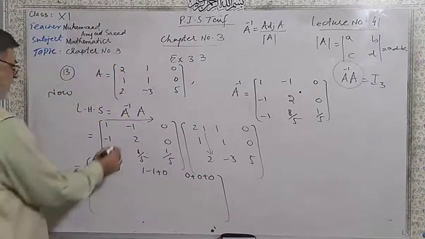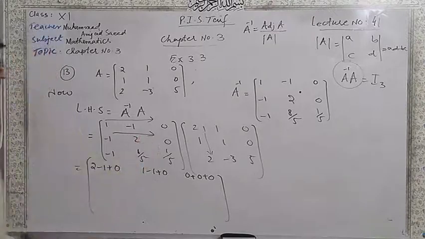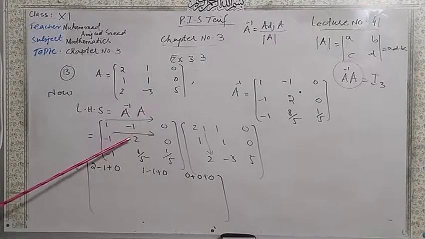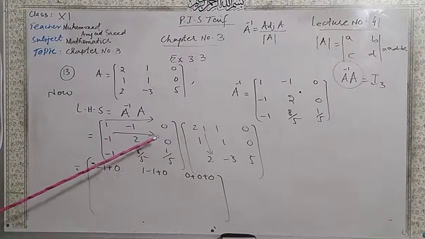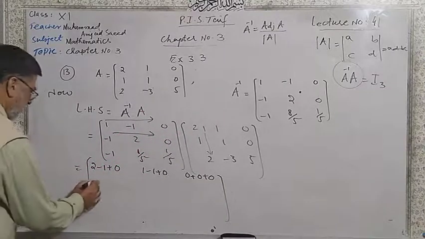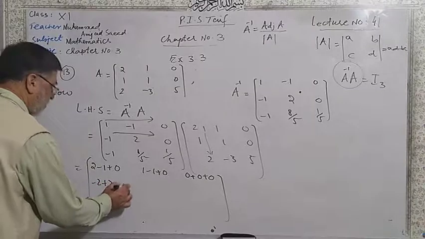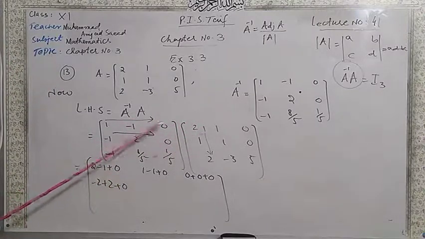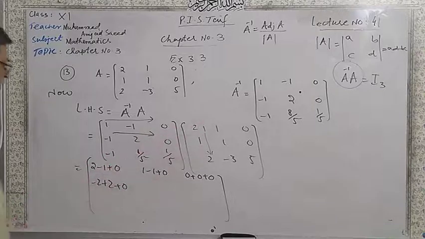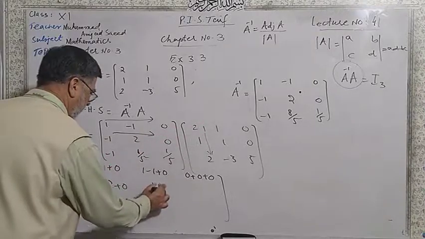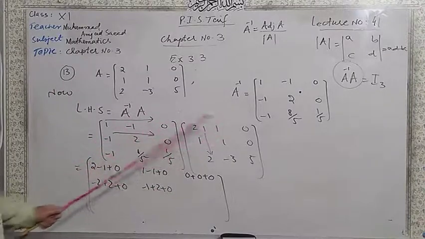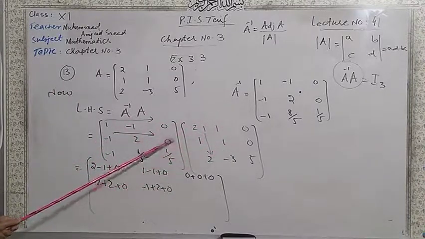Now the terms of the second row. First into first is minus 2, second into second is plus 2, and then 0. Minus 2 plus 2 and 0. Then minus 1 plus 2 plus 0. Then 0 plus 0 plus 0.